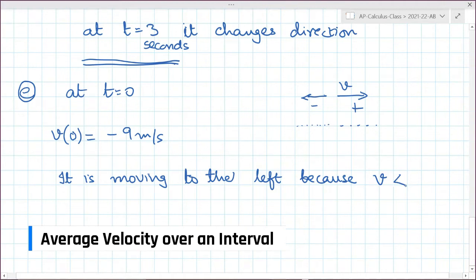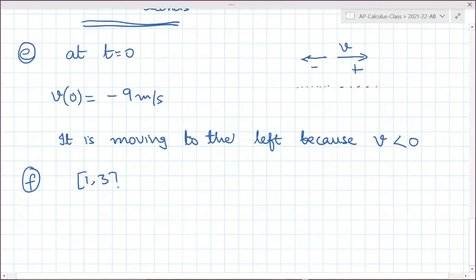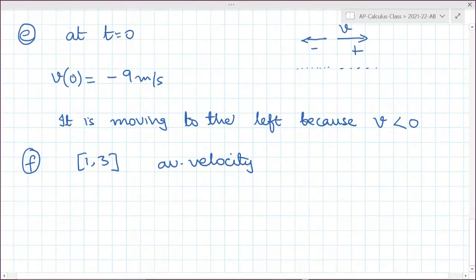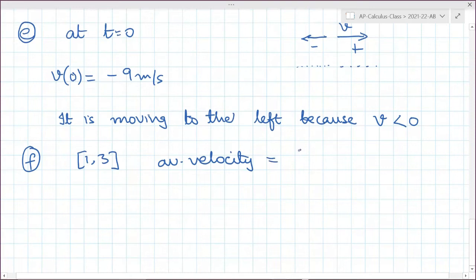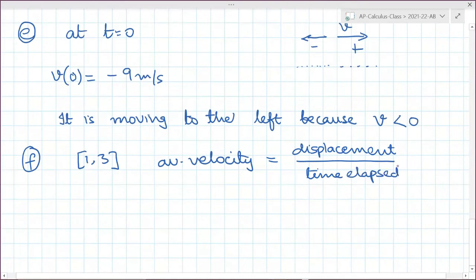Find the average velocity of the particle in the interval 1 to 3. How do we find average of anything? How do you find average speed? Distance traveled divided by the time elapsed. That is average speed. That does not care about the direction. The only difference here is average velocity is displacement, which can be positive or negative, over time elapsed, time passed.